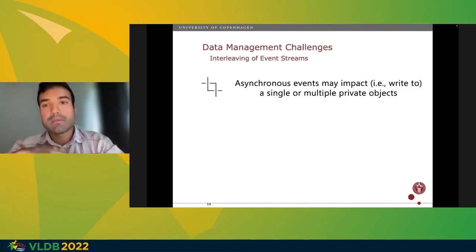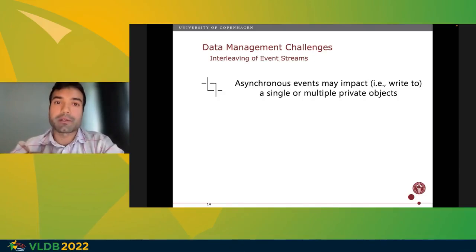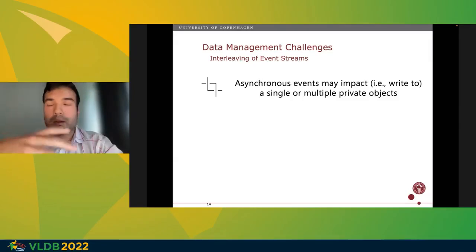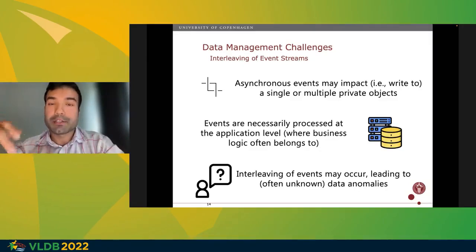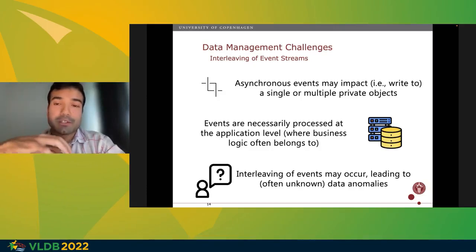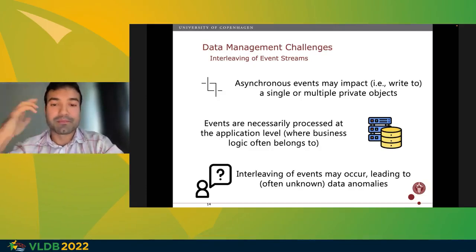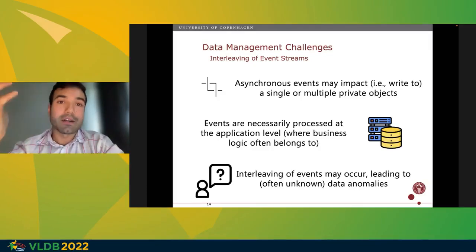And lastly, because of this asynchronous nature of microservice interactions, these asynchronous events may impact their private states. So an event basically installs a computation inside each microservice. But these events necessarily arrive at the application level, and they are processed there. What happens is that this interleaving of the events delivers a very challenging environment for developers, who often are not even aware that data anomalies have occurred in the past.